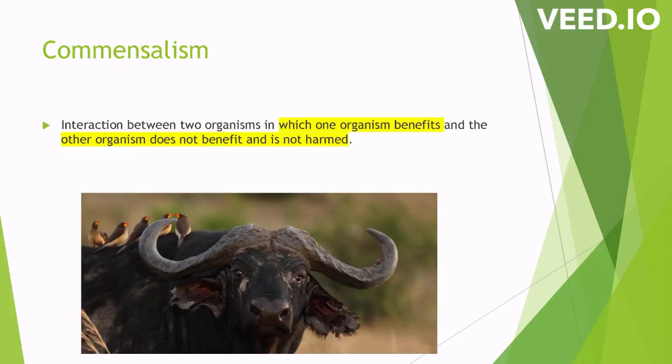So the grass-eating organism is not harmed. The ox is not harmed. He's indifferent about the birds. They are there because they get a benefit by being on the ox's back. They get food. So this is a commensalistic interaction because the birds get a benefit, the ox does not. He's indifferent to the situation.